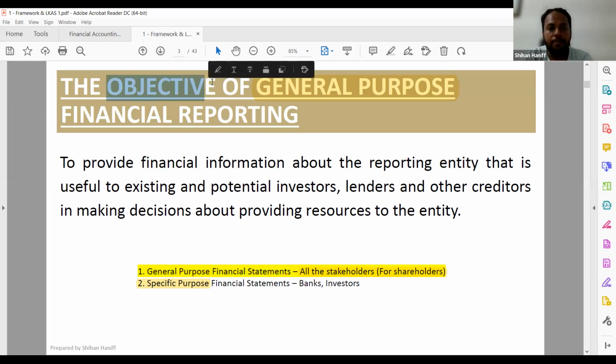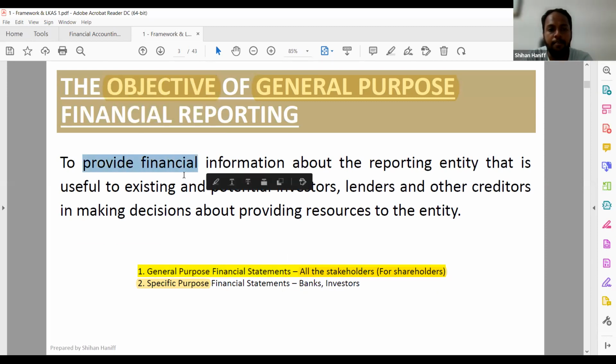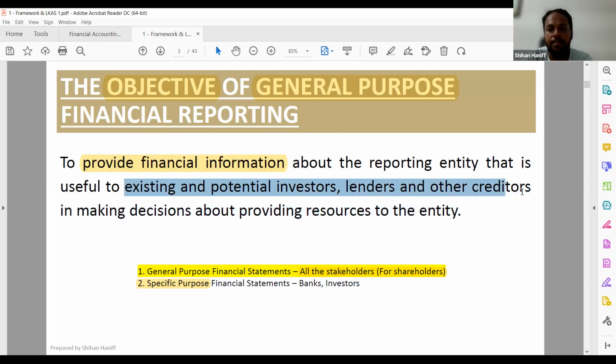So what is the objective? Objective already we studied. To provide financial information about the reporting entity that is useful to existing and potential investors, lenders, creditors, that means stakeholders, in making decisions about providing resources to entities. Simply, we studied the definition of accounting. Under definition of accounting, the main objective of preparation of financial statement is to provide financial information to stakeholders to make economic decisions. That is the objective.